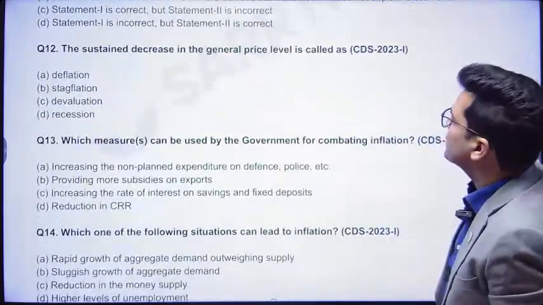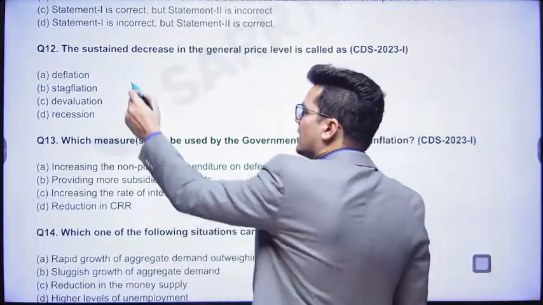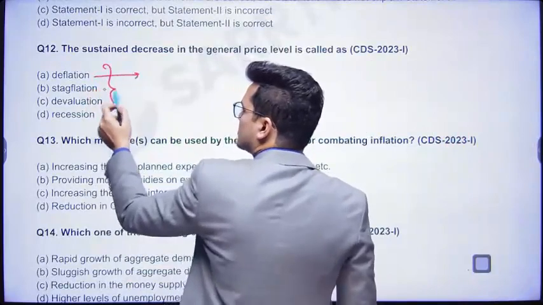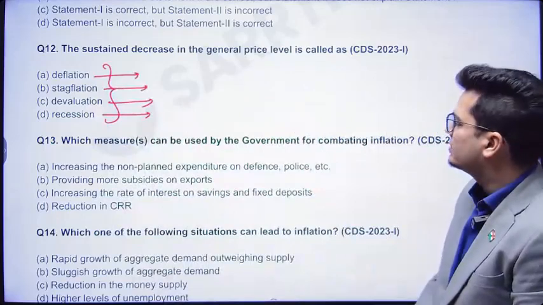Then, sustained decrease in the general price level is called. So, abhi humne dekha tha inflation. Now, there are various other types of this called deflation, stagflation, devaluation, recession. So, these terms also I need to understand. This is also something that's important.